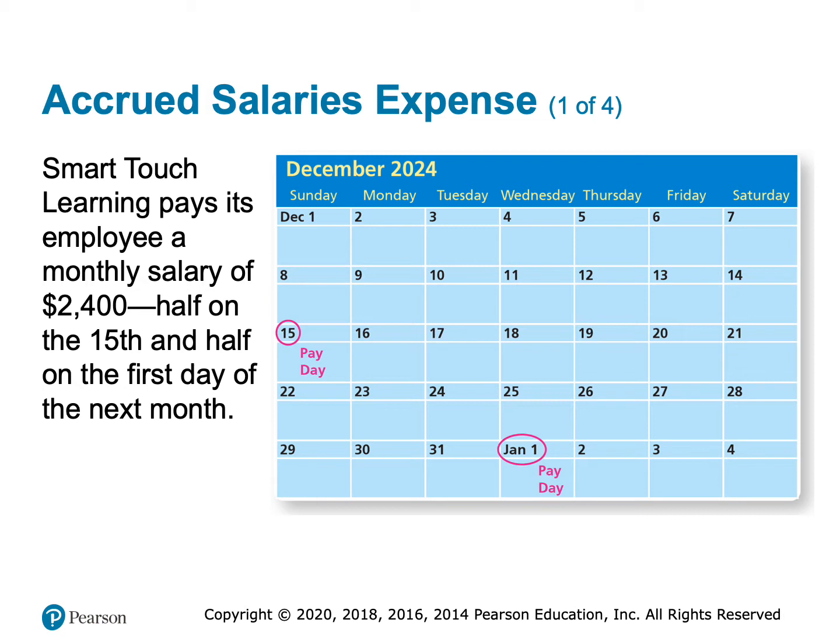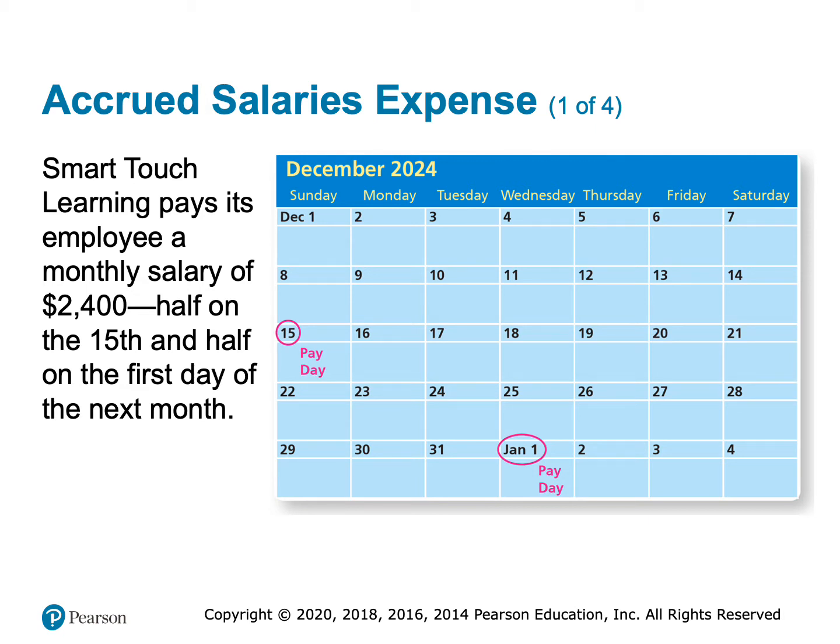So here it is, December 31st. We paid our employees on the 15th. If you remember, we did that journal entry back in chapter 2. They get $2,400 a month, so on the 15th, we paid them $1,200, and then on January 1st, we're going to pay them $1,200. But here it is, December 31st.